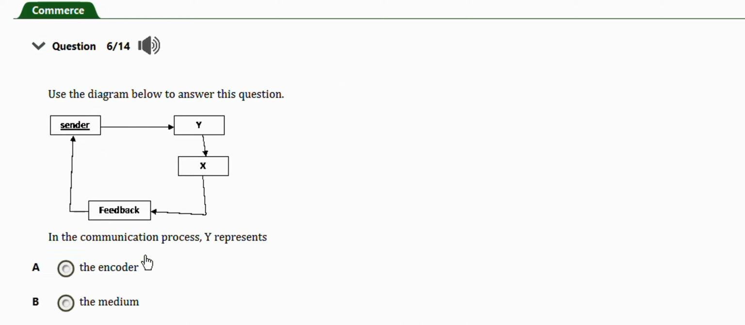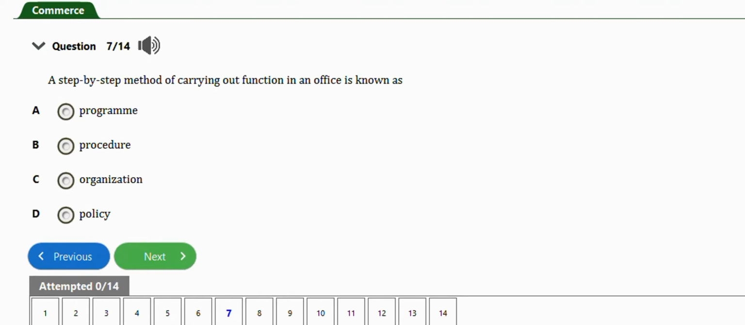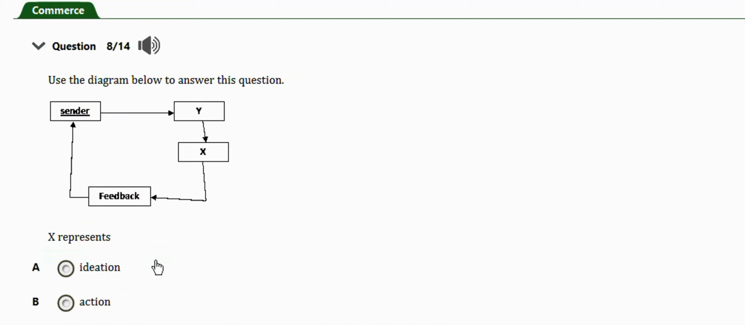Alright, next question is this one. It says use the diagram below to answer this question. In the communication process, Y represents the encoder, option A, whereas X represents the receiver. Okay, the next repeated question is this one. It says a step-by-step method of carrying out a function in an office is known as we have program, procedure, organization, policy. The right answer is option B, which is procedure. Okay, next question is this one. It says use the diagram below to answer this question. So X represents the receiver, whereas Y represents the encoder.